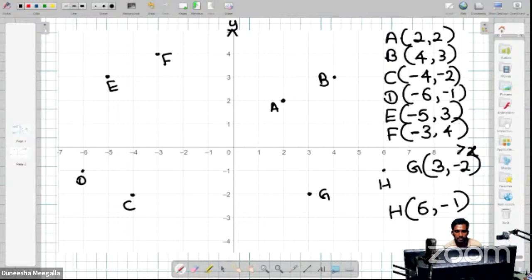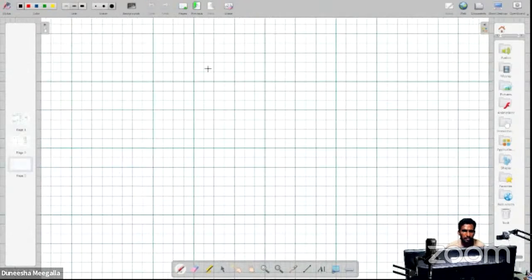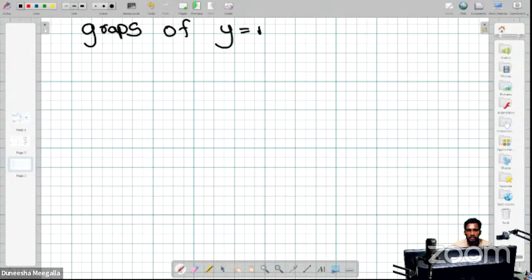Okay, after this we go into the linear graphs. Graphs of y = mx + c. It's a subtopic.